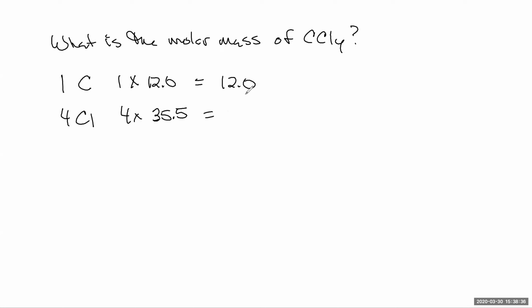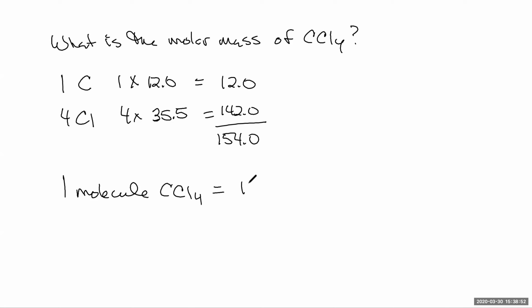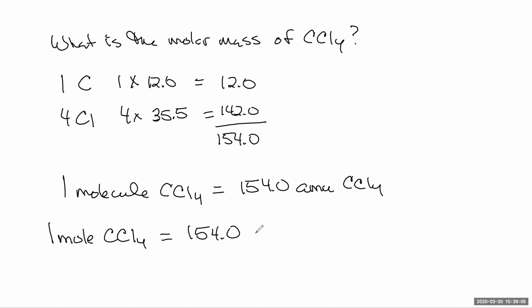So 12 and 35.5 times 4 is 142. So my total is 154.0. I could say that 1 molecule of CCl4 is equivalent to 154 AMUs of carbon tetrachloride, or more useful, I could say 1 mole of CCl4 is equal to 154.0 grams of CCl4.